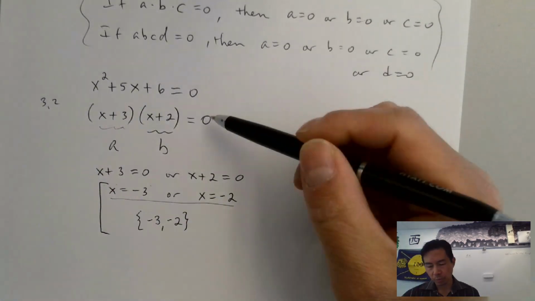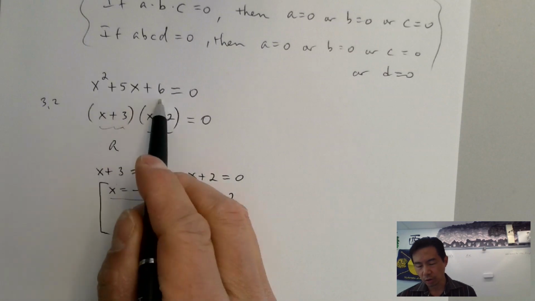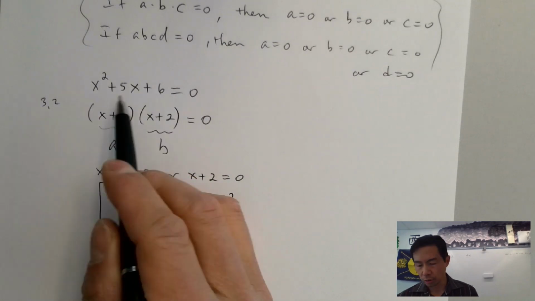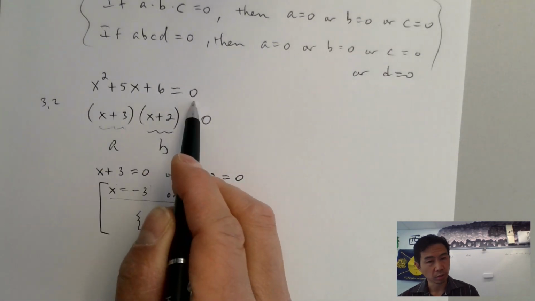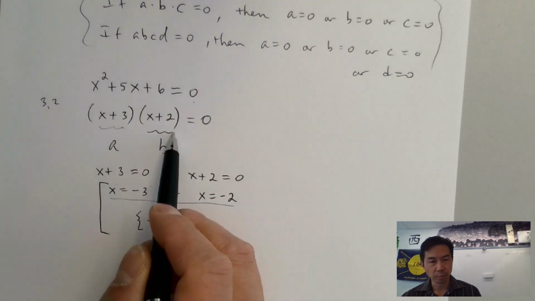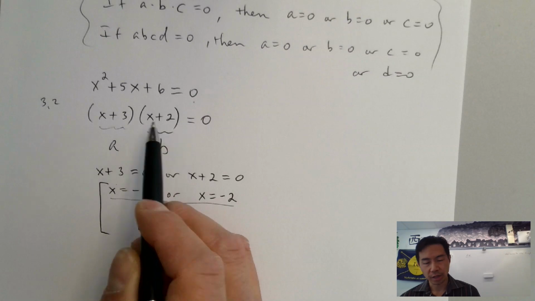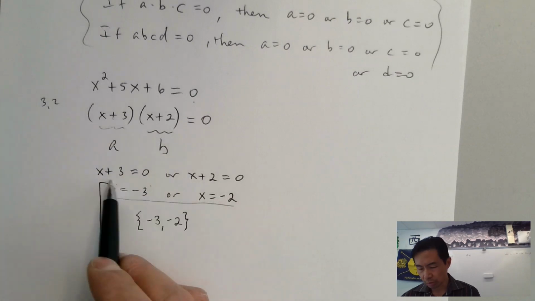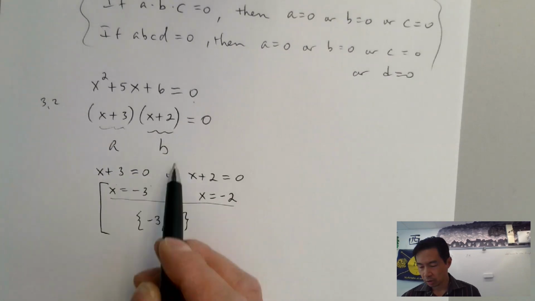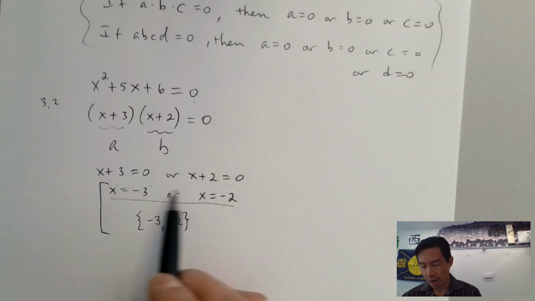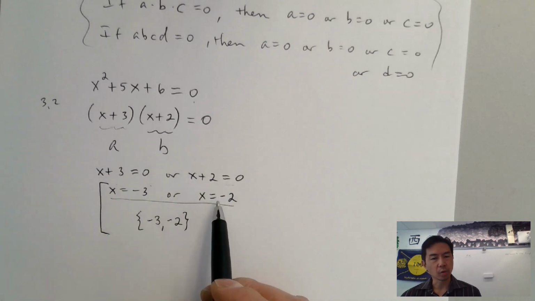Okay, so to sum up, we have our polynomial on one side of the equation with the other side being 0. We factor the polynomial. For each factor, we set it equal to 0, and then we solve each little equation separately.